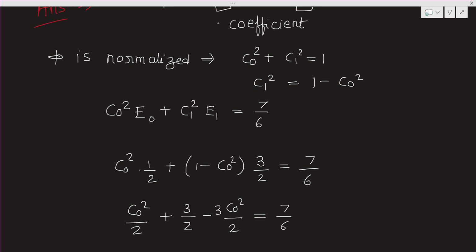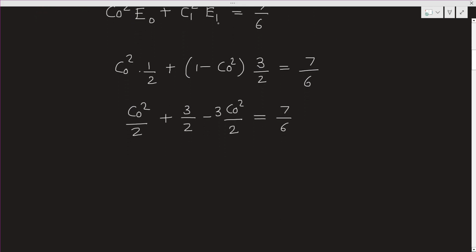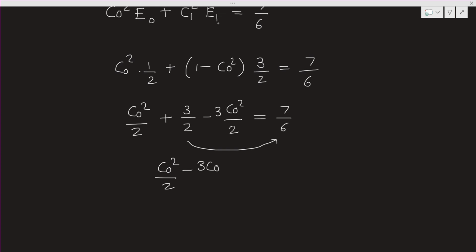Now this 3/2 will go to the other side and change to a minus sign. So overall you are getting C naught square by 2 minus 3 C naught square by 2 is equal to 7/6 minus 3/2. Now you can do it yourself. Every question, firstly try to do yourself. This will give you confidence. Once you do, you will find that C naught square is equal to 1/3.